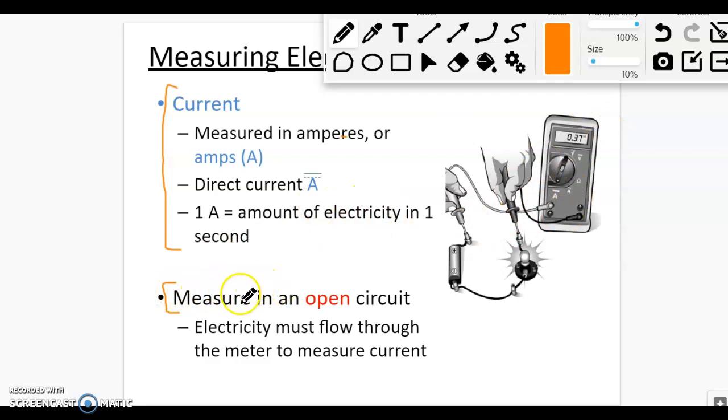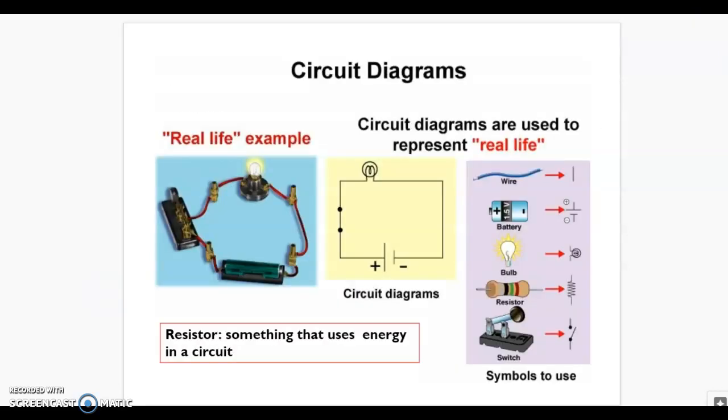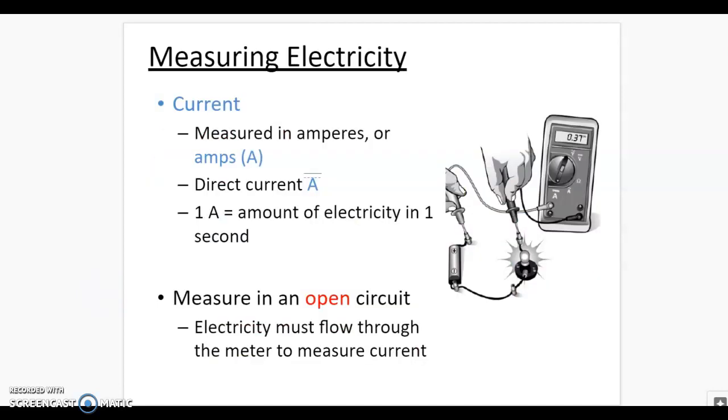And then when we measure current, you have to measure it in an open circuit, which means you have to have a break in that circuit. Kind of like taking a switch, open it up, you touch it on both sides of the switch. And then it completes the circuit with the multimeter. That's how we measure current. You need to know this. We measure current in an open circuit. Yeah. So that's that part with current.